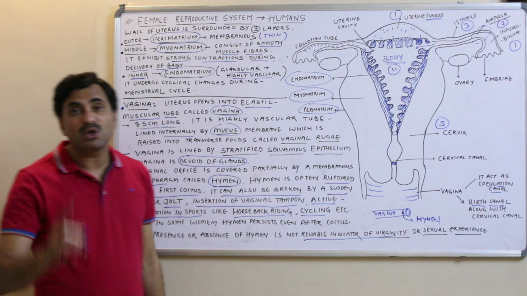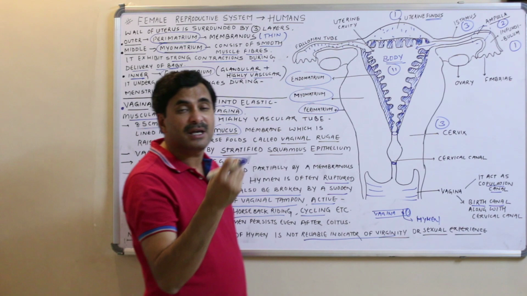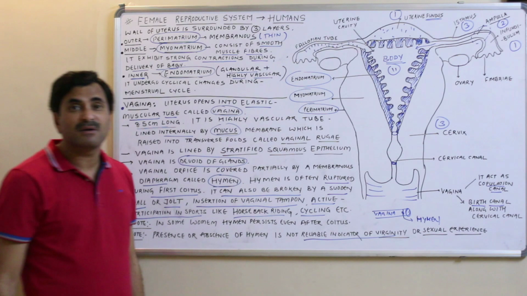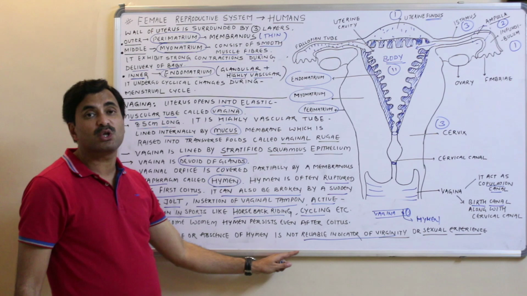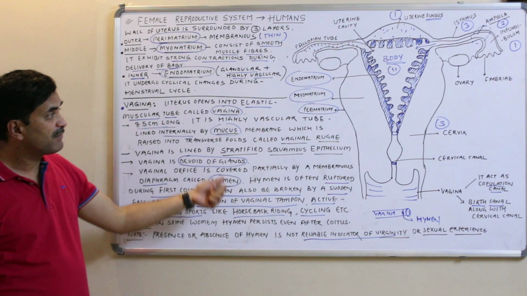is not a reliable indicator of virginity. Meaning, if the hymen is present, then the female is a virgin, and if the hymen is broken, then she is not a virgin. It is not exactly true. Absence or presence of the hymen is not a reliable indicator of virginity or sexual experience. Okay, so we have discussed the vagina, and now we have to discuss the last two parts.